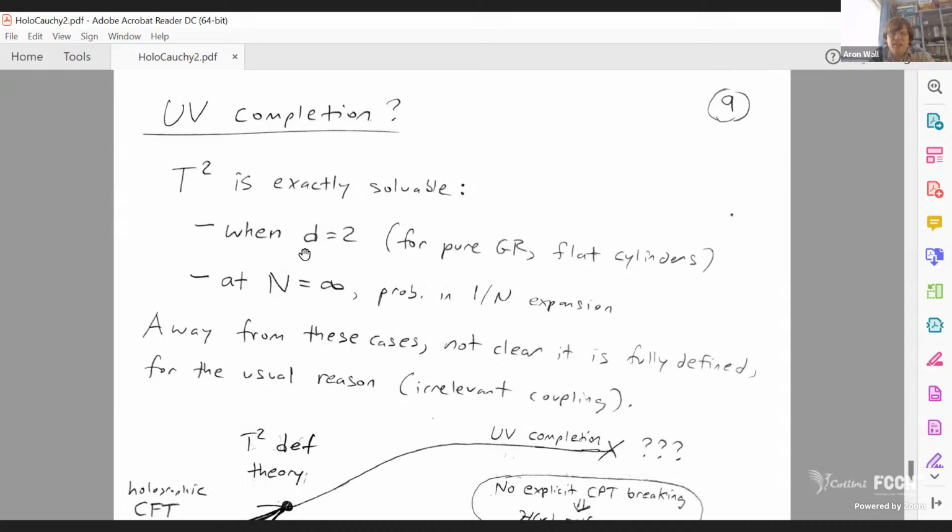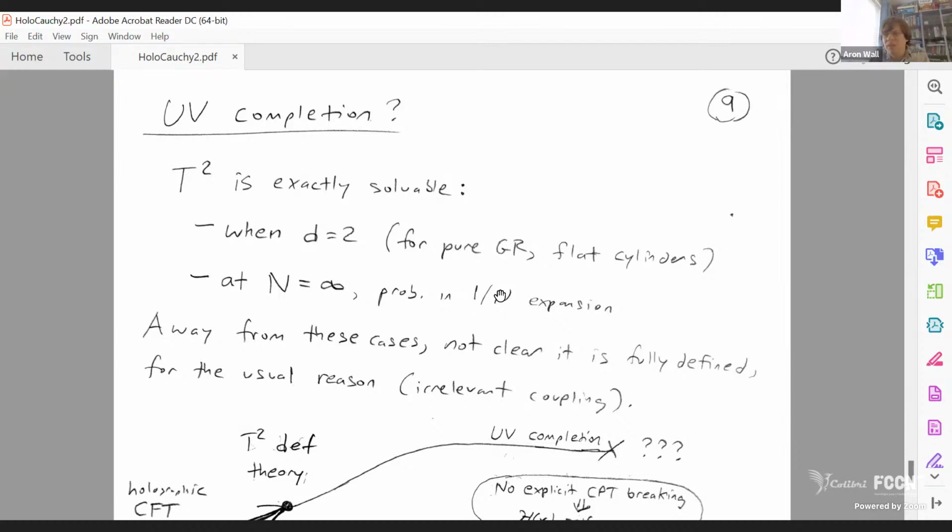And the other case is d greater than 2, or if there's matter in the Hamiltonian constraint. This requires n equals infinity to be well-defined, or probably you can make things work in a 1 over n expansion if you regulate things in the way we describe in the paper. Away from these cases, it's not actually clear that the T-squared deformation is fully well-defined. For all the usual field theory reasons, the irrelevant couplings are problematic.